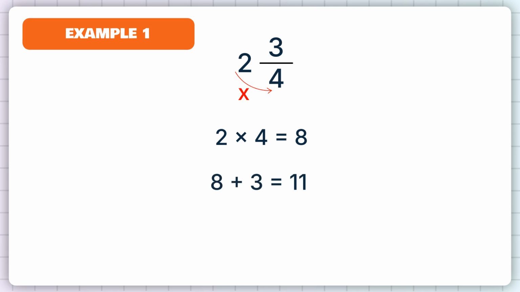Imagine we have the mixed number 2¾. To convert this to an improper fraction, we follow these steps. First, multiply the whole number by the denominator. So 2 times 4 equals 8. Then add the numerator. 8 plus 3 equals 11. Finally, place this result over the original denominator. So 2¾ equals 11/4.